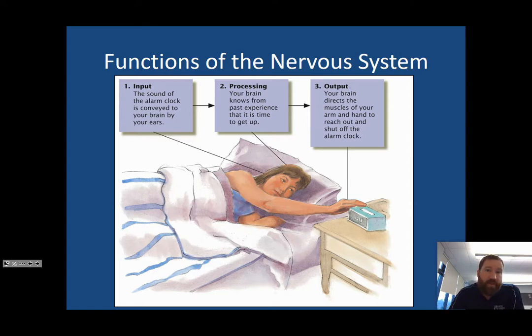We hear that through our ears. That gets translated into the brain. The brain then thinks, what is that noise? Oh, it's my alarm clock. I guess I need to get out of bed. And then the output is, I really don't like the sound of this alarm. Let me turn it off. And so your brain directs your hand to turn off the alarm. So those are the three main functions of the nervous system.